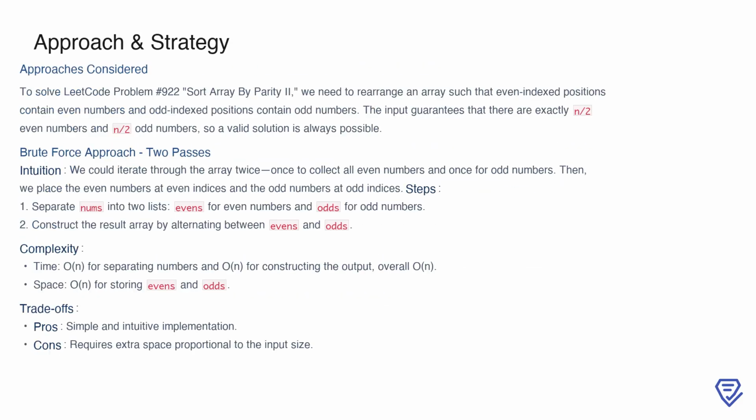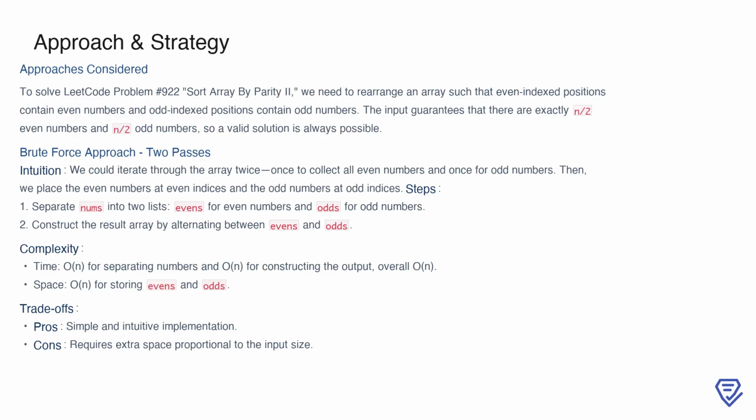To solve the problem of sorting an array by parity such that even-indexed positions contain even numbers and odd-indexed positions contain odd numbers, we first need to consider the constraints. Since the input guarantees exactly half of the numbers are even and the other half are odd, we know a valid solution is always possible. One straightforward way to approach this is through a brute force method.